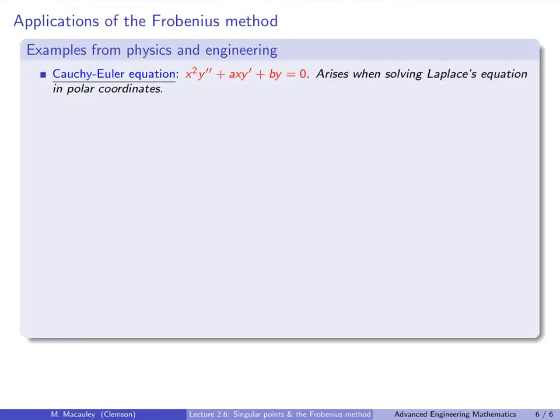Let's conclude this lecture by discussing a few applications of this Frobenius method. This comes up all over physics and engineering, especially physics. So here are some examples. We saw this a little bit in the last lecture, Cauchy-Euler equations. These are equations like this: x squared y double prime plus ax y prime plus by equals 0. These things arise when solving Laplace's equation in polar coordinates.